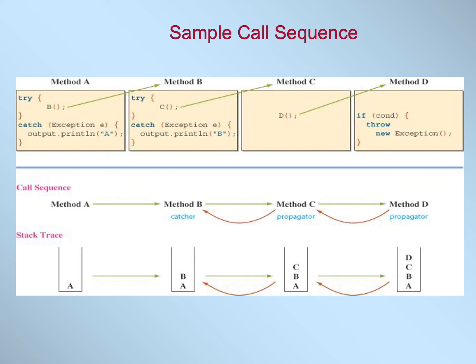To summarize this sample call sequence, method D throws an instance of exception. The green arrows indicate the direction of calls. The red arrows show the reversing of call sequence looking for a matching catcher. Method B is the catcher. The call sequence is traced by using a stack.